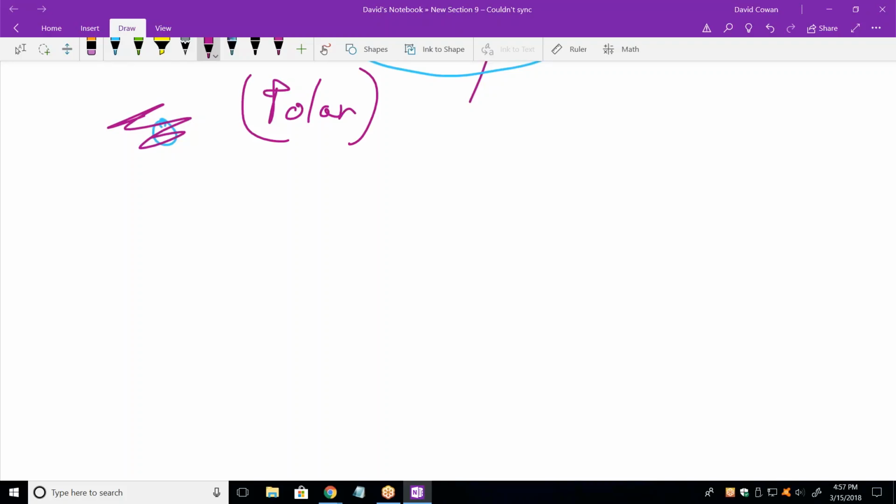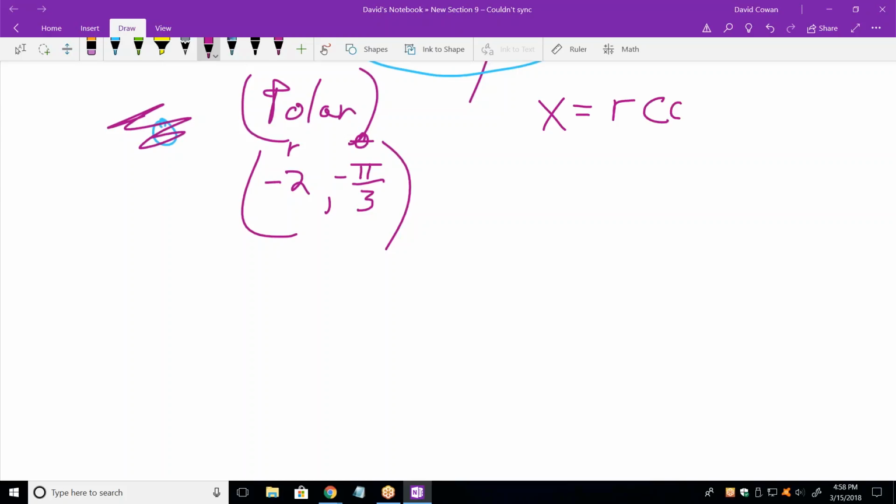Plot the point -2, -pi/3. First of all, that's not 2. The way you read that is just like you read a set of xy coordinates: -2, comma, -pi/3. That's r, that's theta. Our job is to convert that to rectangular. That's actually easier because now I can directly use these equations, because I have r and I have theta.